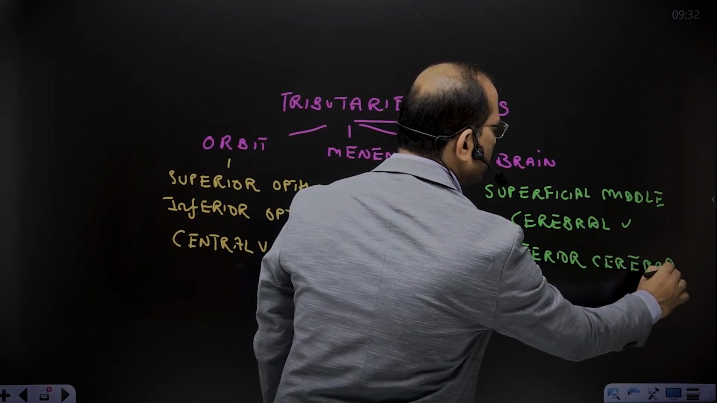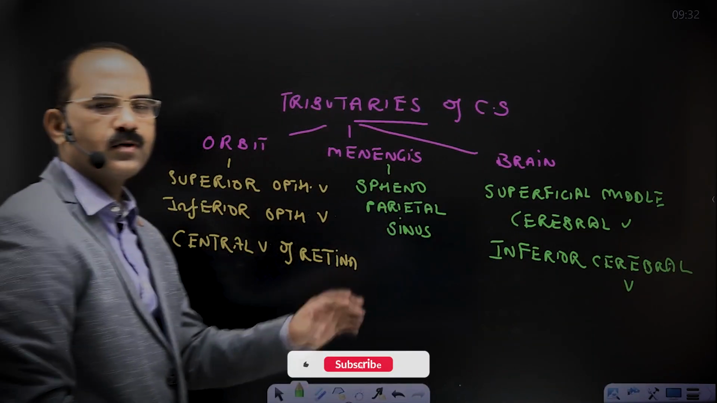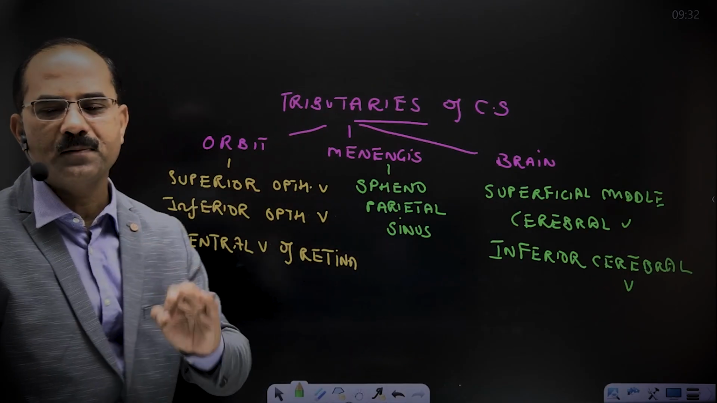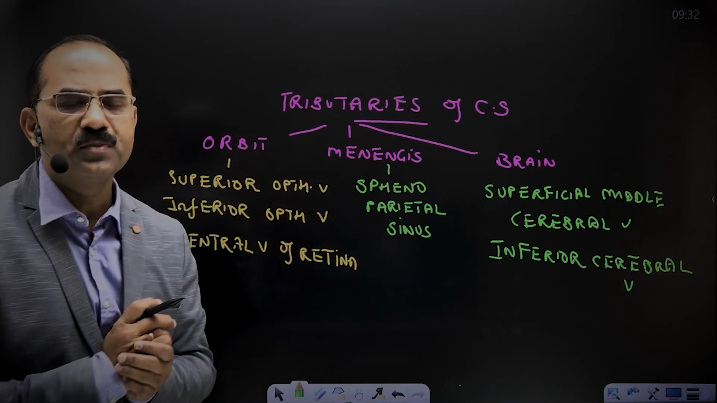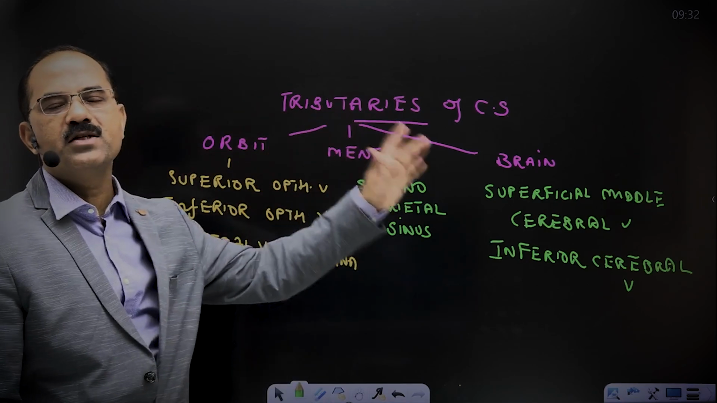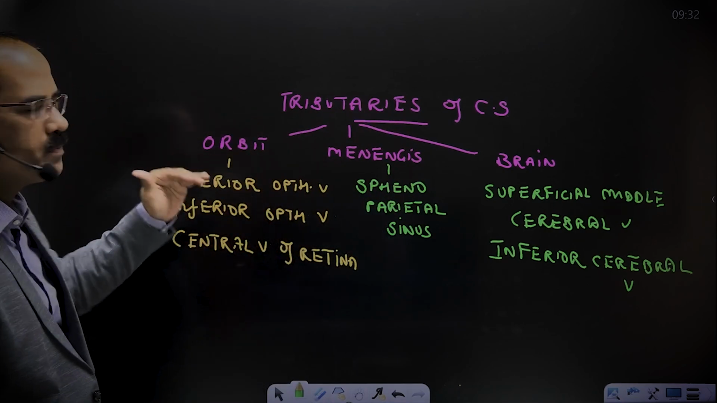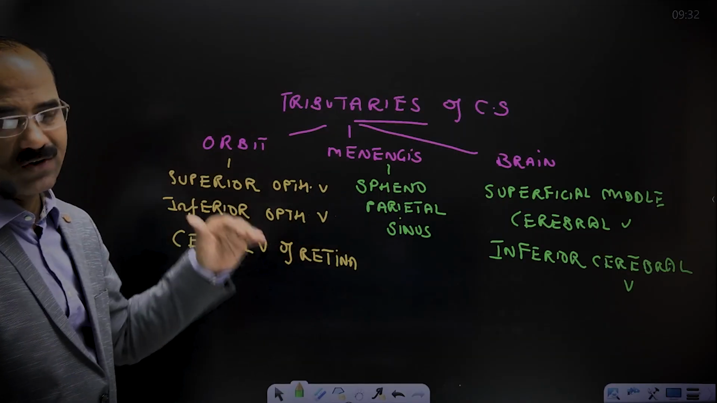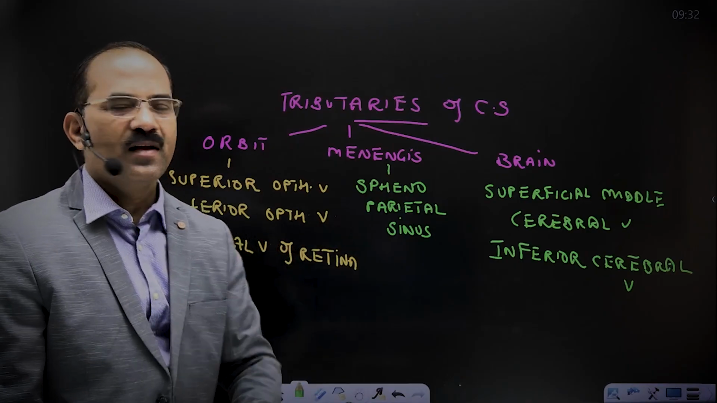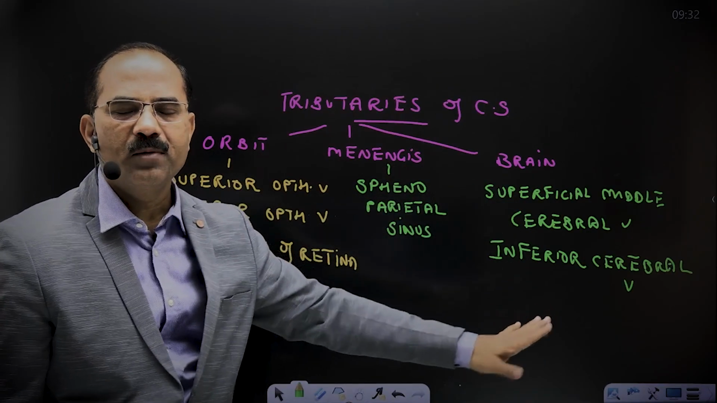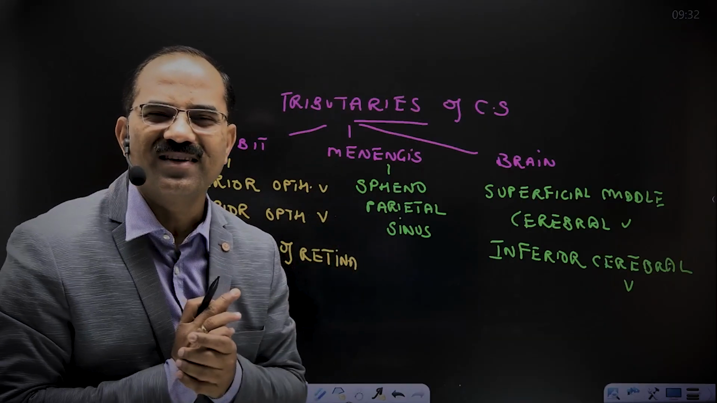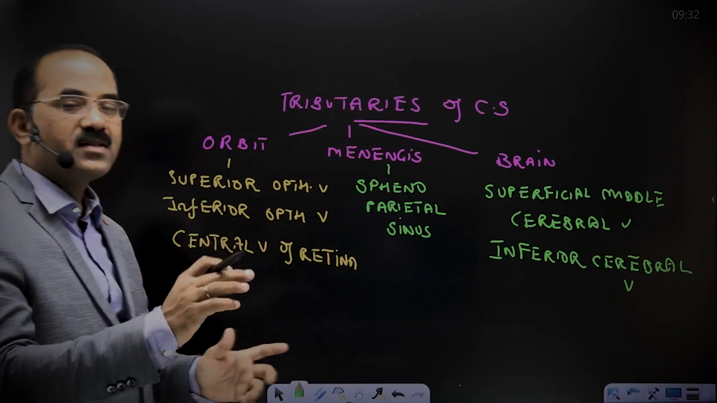There's a lot of confusion and a lot of controversies on this. So just remember this: tributaries of cavernous sinus, a very important MCQ. We classify tributaries into three sources. One is from the orbit, one is from the meninges, one is from the brain. From the orbit, the superior ophthalmic, inferior ophthalmic, the central vein of retina. From the meninges, the sphenoparietal sinus. That's a vein. And from the brain, superficial middle cerebral vein and the inferior cerebral vein. These become the tributaries of cavernous sinus. Clear, students?